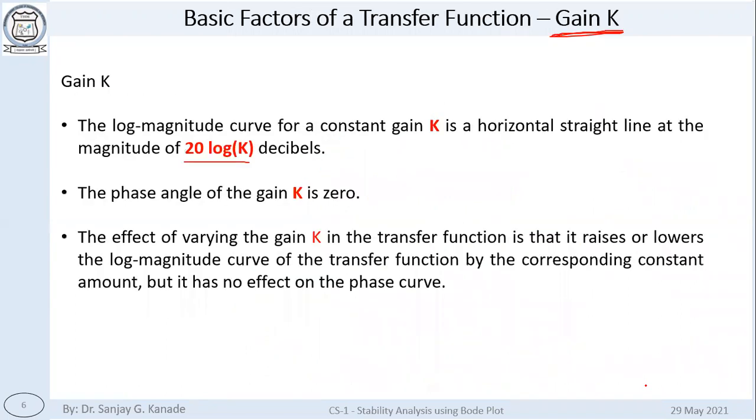Okay. So what we are going to see is the gain K is going to contribute in the magnitude by 20 log K on decibel scale, and the phase angle is going to contribute how much? Phase angle is going to contribute by 0, because if you try to find out the angle of K, it is a scalar value. It is not a complex value. It is a real value, a constant value. So there is no phase angle to it.